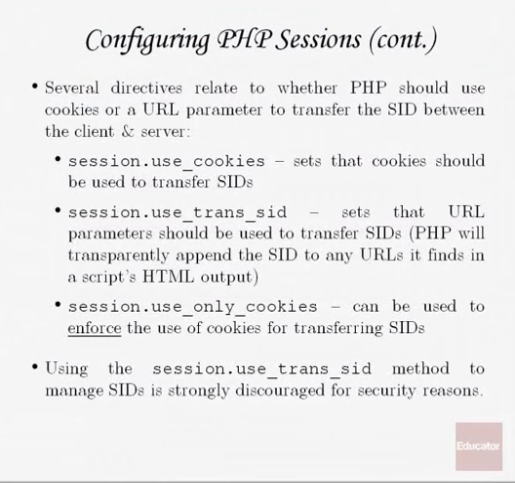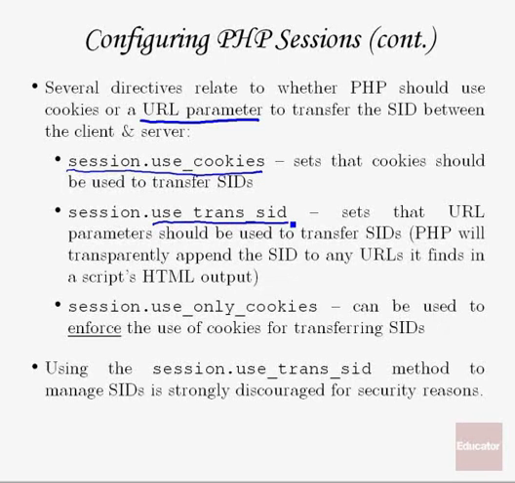There are also some configuration directives that determine whether PHP should use cookies to manage its sessions or to use a URL parameter, as we had talked about, to pass a session ID. There's a directive called session.use_cookies that says the server should use cookies to send the session ID to the client and to expect it back from the client in the form of a cookie.